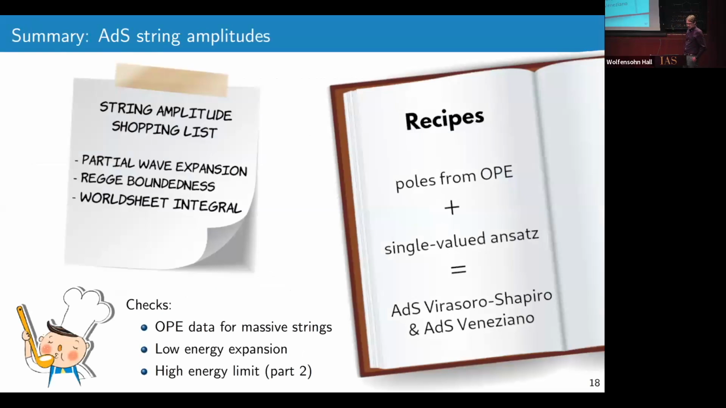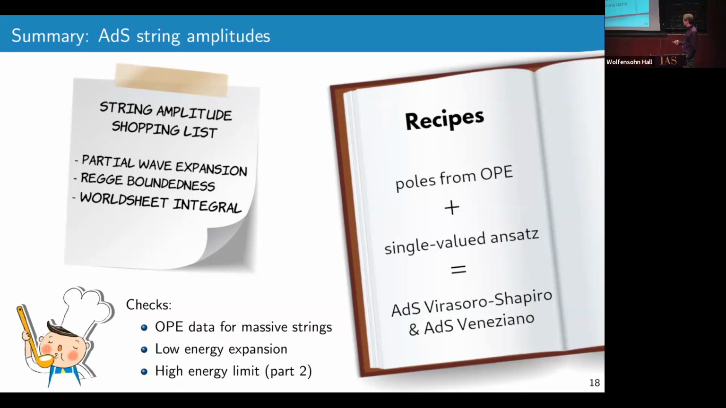Okay, so let me sum up the first part. We use the conformal partial wave expansion to fix the pole structure of the AdS amplitude. We combined this with a single-valued ansatz for the worldsheet integral, and this fixes the AdS Virasoro-Shapiro and the AdS Veneziano amplitudes in a small curvature expansion. We compared our OPE data for massive strings with integrability and numerical conformal bootstrap, and we could compare the low energy expansion with results from localization.